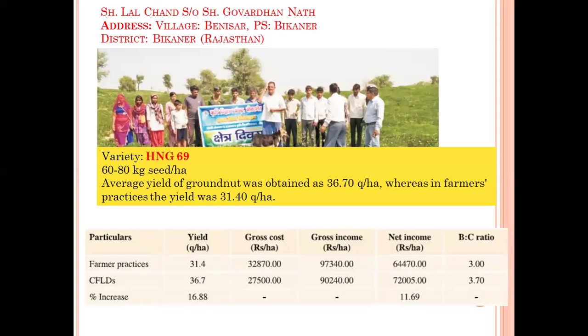So you can easily compare the numbers again. So GG20 and HNG69, these are the high yielding varieties of groundnut. So we need to think of these options if you are interested in growing oilseeds in your area. So you can think of these two varieties.